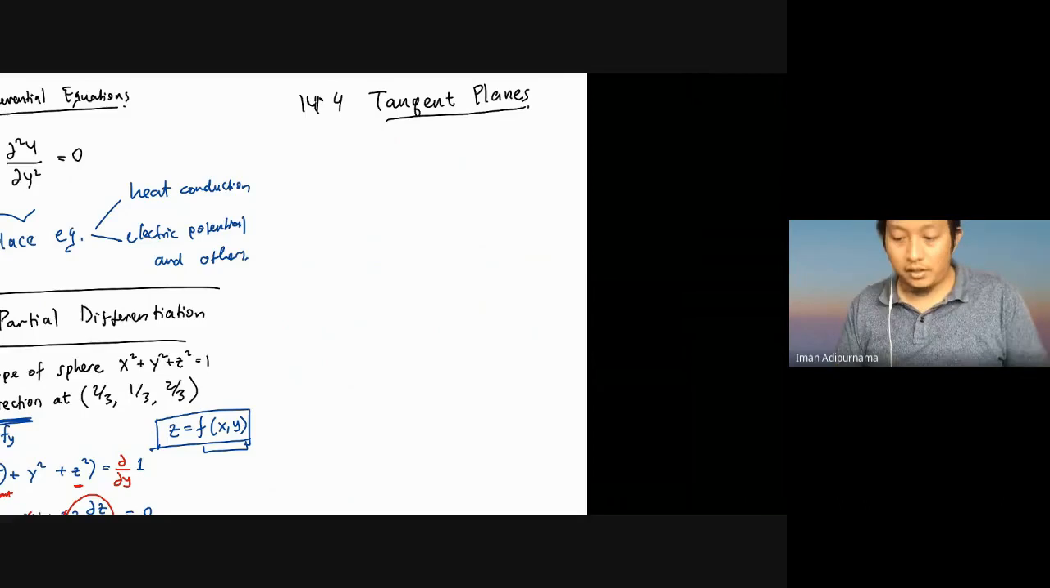So in calculus 1, we learned the tangent line. And now in calculus 2, we learn the tangent plane.